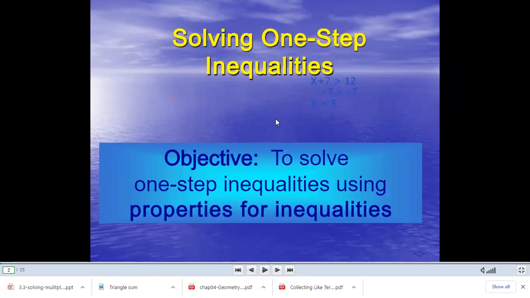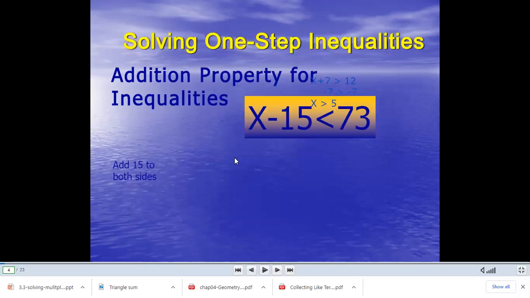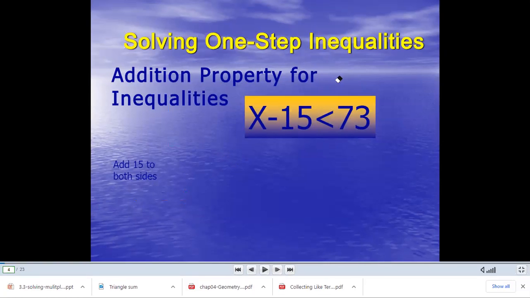To solve one-step inequalities using the properties of inequalities: what are the properties of the inequalities, and are they the same as for regular equations or not? We studied before the addition property, subtraction property, multiplication, and division. Who can tell me how we can answer this question now? x minus 15 less than 73. How can we solve this?